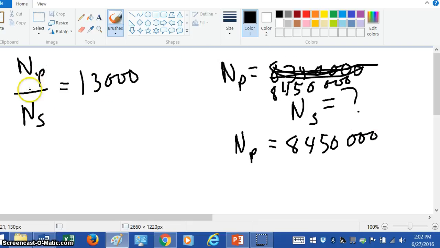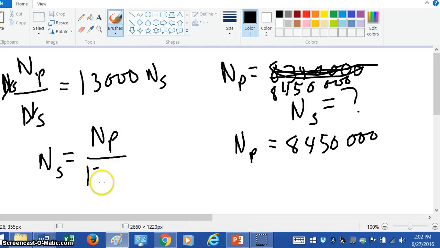All right, so how do we solve for it? Well, we just use this equation. We can solve this equation for N sub S. So let's do that very quickly. I'm just going to multiply both sides by N sub S. The N sub S's cancel on that side, and so now I have N sub P equals 13,000 times N sub S. To solve for N sub S, I'm going to divide both sides by 13,000. So N sub S is equal to N sub P divided by 13,000.